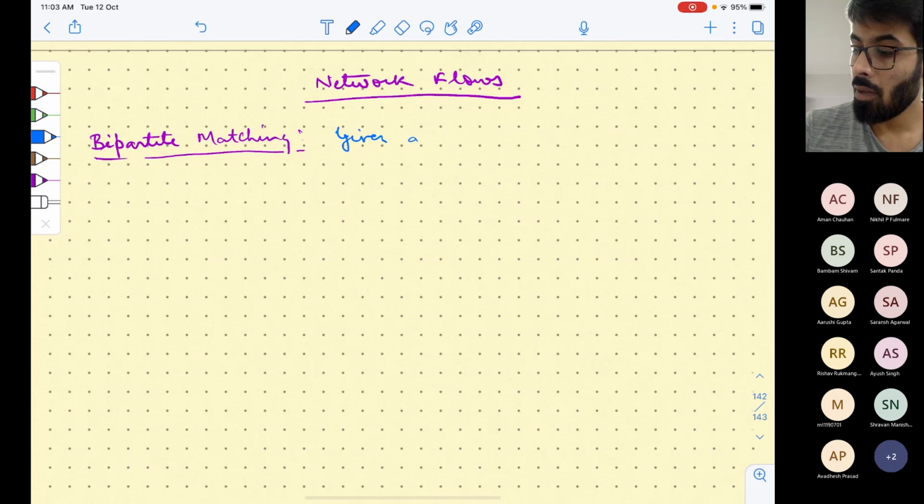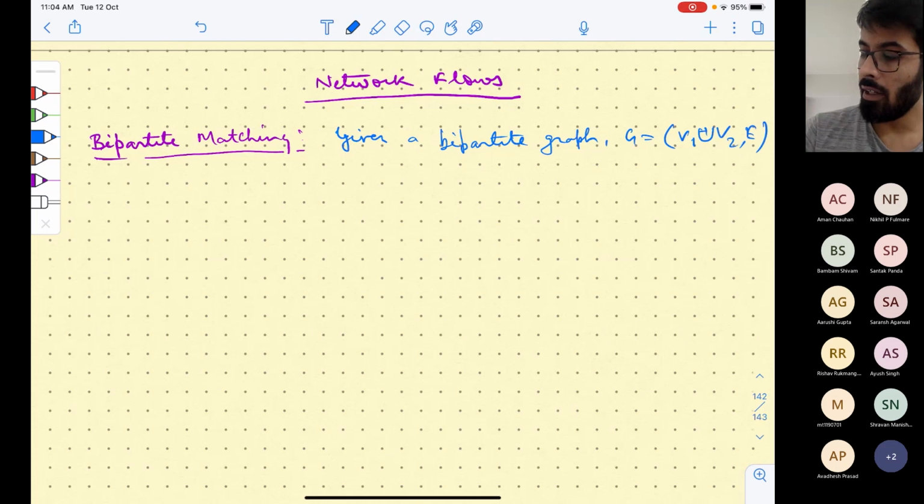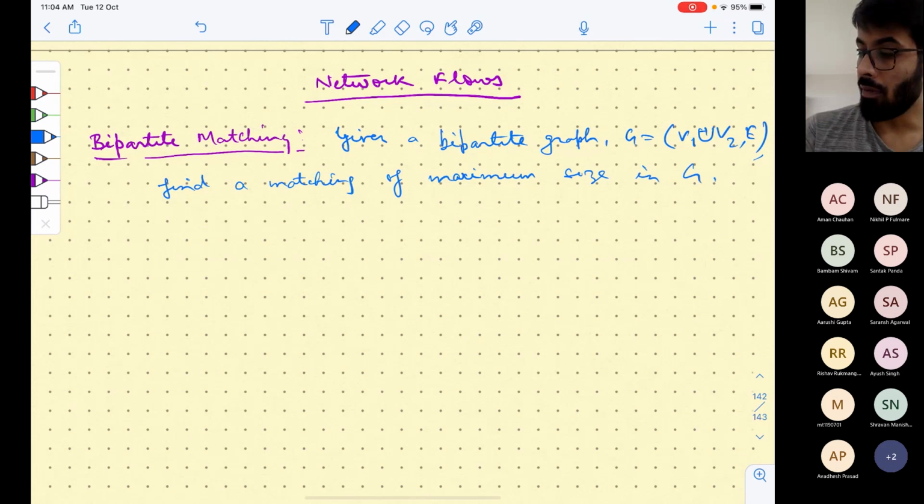Given a bipartite graph, let's say G is equal to V1 disjoint union V2 comma E, right? Find a matching of maximum size in G, right? So this is the problem.